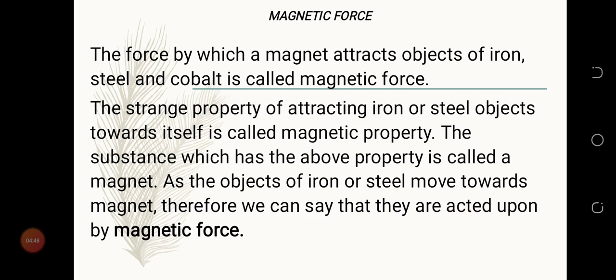Magnetic force. The force by which a magnet attracts objects of iron, steel, and cobalt is called magnetic force. The strange property of attracting iron or steel objects towards itself is called magnetic property. The substance which has the above property is called a magnet. As objects of iron or steel move towards a magnet, we can say that they are acted upon by magnetic force.